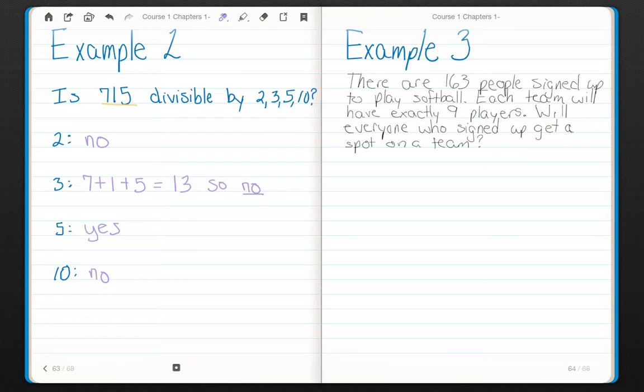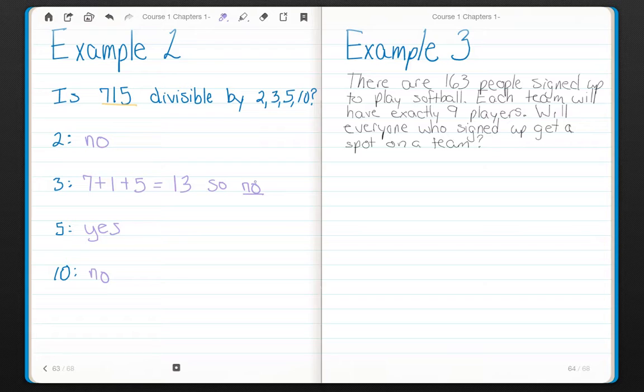Okay, so when you are doing your problems, make sure that you are structuring like this. Write the original problem and each of the numbers and then tell me yes or no. If you need to, for example, with 3, you need to justify why your answer is no. Add them up. The sum, not divisible by 3, so no.